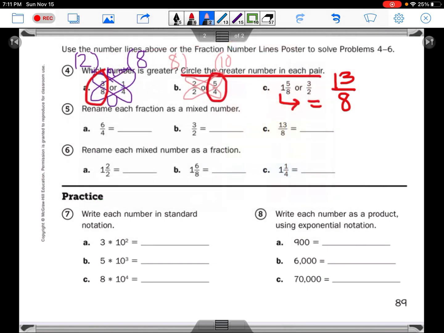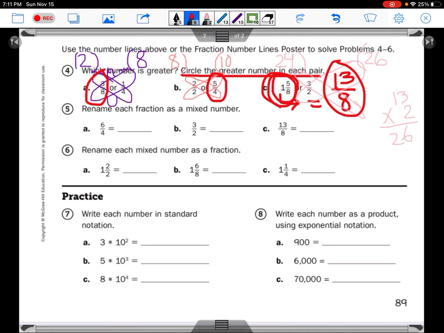Now let's use the butterfly method, okay? So connect. We're comparing 13/8 with 3/2 because 13/8 is the exact same thing as 1 5/8. So what's 8 times 3? 24. And now what's 13 times 2? What is that? It's 26. Can you tell which one's bigger now? 24 or 26? That's right, 13/8 is bigger, so circle 1 and 5/8. That one's bigger than 3/2.